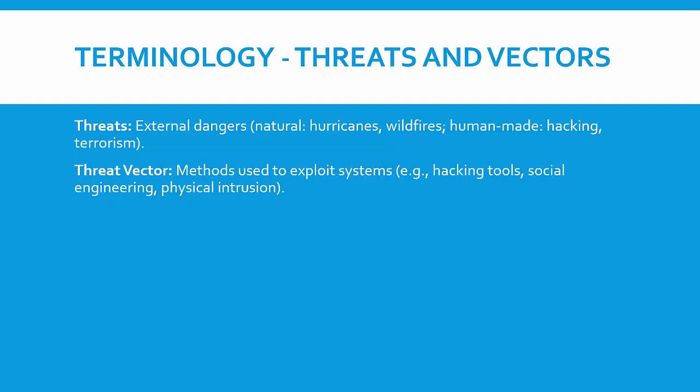To understand risk, we must first define threats. Threats can be external forces such as natural disasters or cyber criminals. These threats exist independently of an organization. Attackers use specific methods called threat vectors to exploit weaknesses in systems, such as hacking tools or social engineering techniques.